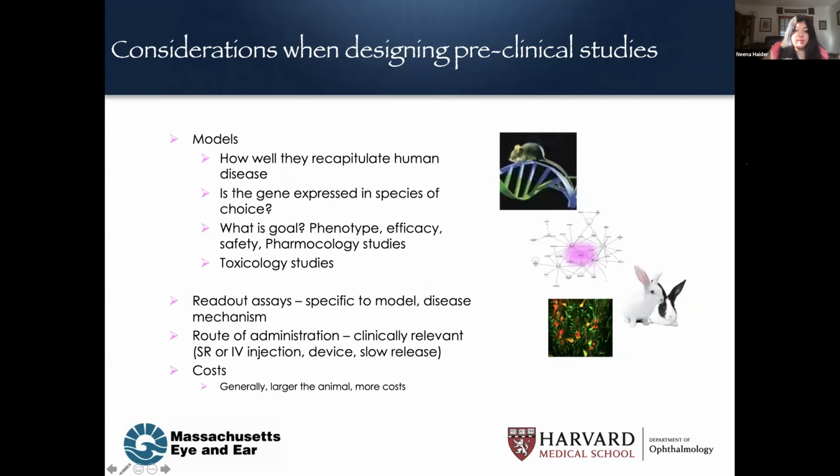So when thinking about which model might be best for preclinical studies, there are several considerations that are important. How well do they recapitulate that human disease phenotype? Is the gene actually expressed in the species of choice that you want to use for a model? And what is the goal? Is the goal to look at the phenotype, efficacy, safety, pharmacology studies, or tox studies? Knowing those will help determine what would be the best models.